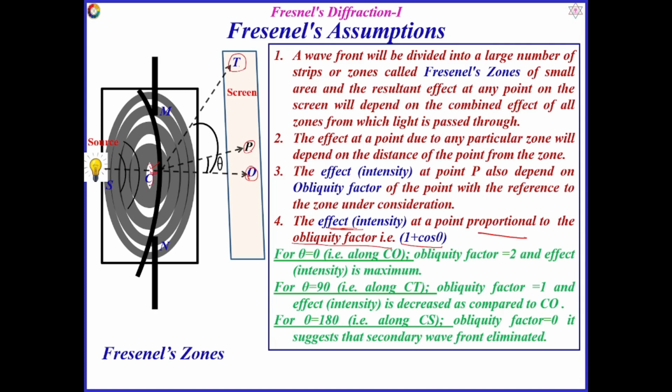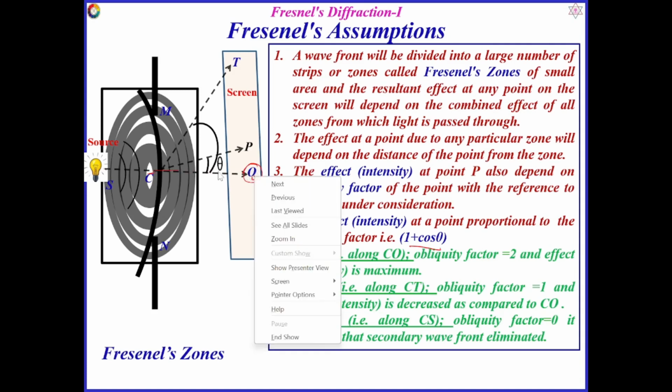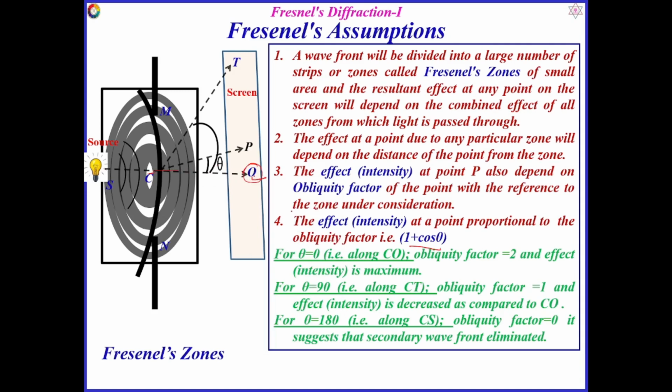This is your first half period zone, this is your second half period zone, this is your third, this is your fourth, like this. Due to the first half period zone, what will be the effect at O? First we have to calculate. The obliquity factor is nothing but 1 plus cos theta. When the light passes through the first half period zone, it moves straight to O, so theta is equal to 0. Theta equal to 0 means cos theta is 1, so the obliquity factor is 2. So the effect, or intensity, will be maximum along the path CO.